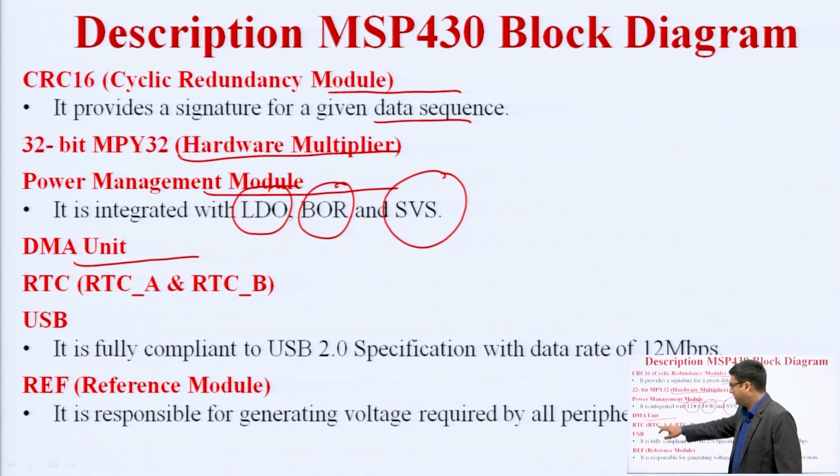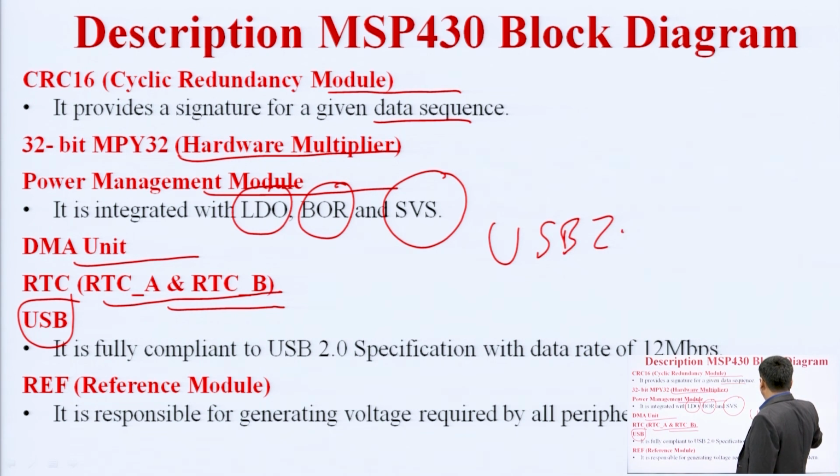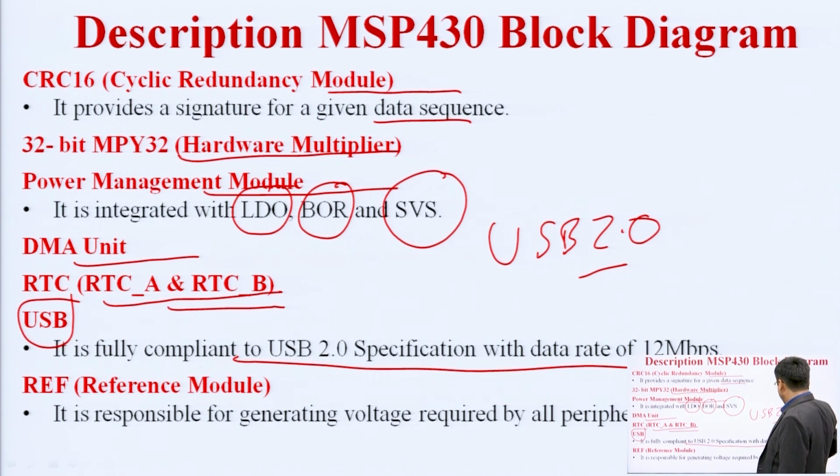It has a DMA unit. It has a real-time clock unit. Two types of real-time clock units, A and B, are available in MSP430. A USB port is also available in MSP430 in the 2.0 version. It is fully compliant with USB 2.0, and it has a data rate of 12 Mbps.